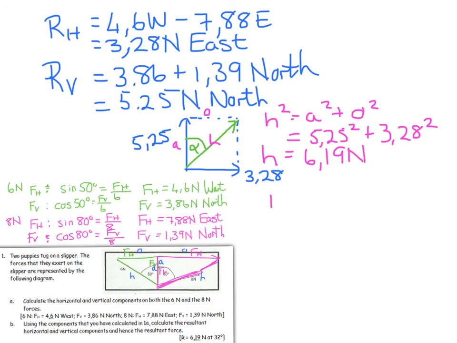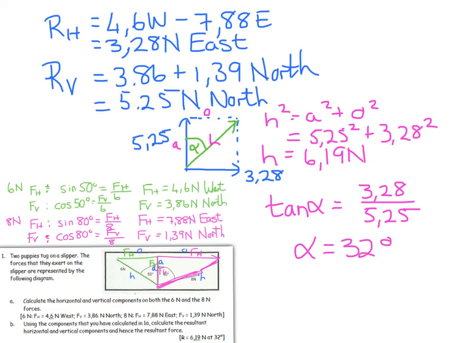I still need the direction. I know my opposite and adjacent, so I'm going to use tan of alpha is equal to my opposite over my adjacent in this triangle, and when I punch that into my calculator, alpha comes out to be 32 degrees, and therefore my resultant is equal to 6,19 newtons at 32 degrees.